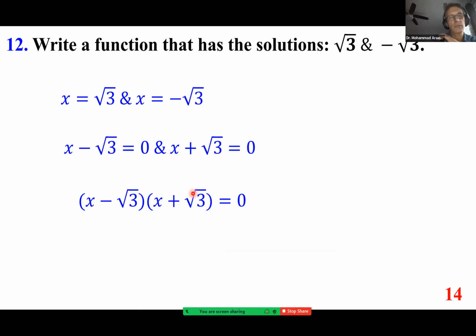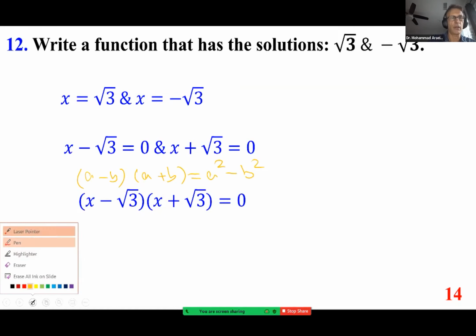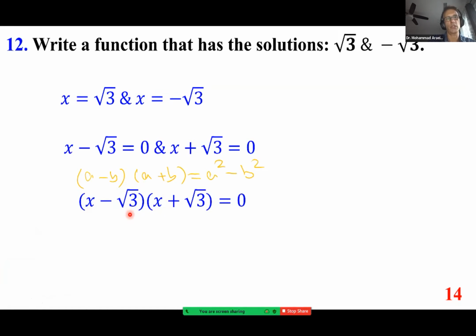I hope you remember that a minus b times a plus b is a squared minus b squared. Therefore, x squared minus, when you square this one comes out, x squared minus 3 is 0. If they were asking for an equation, you would be done. Since they are asking for function, you call this f of x. And now you're done.